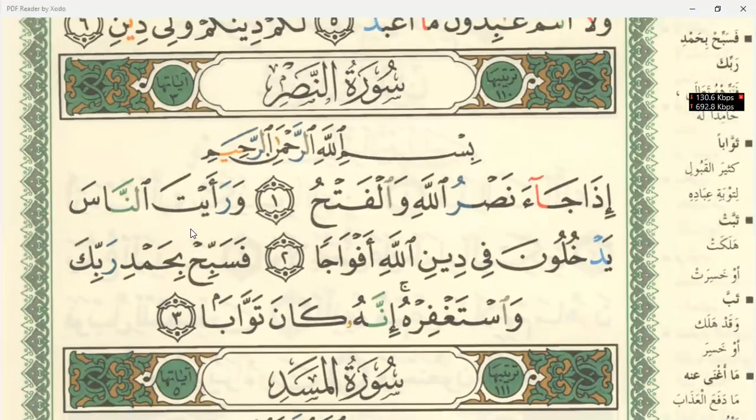So does anyone want to recite it? Yes. Okay, recite. Full surah? Yes.